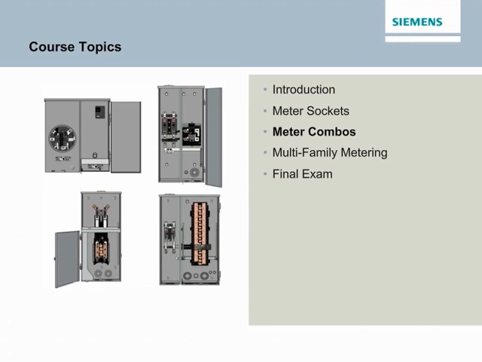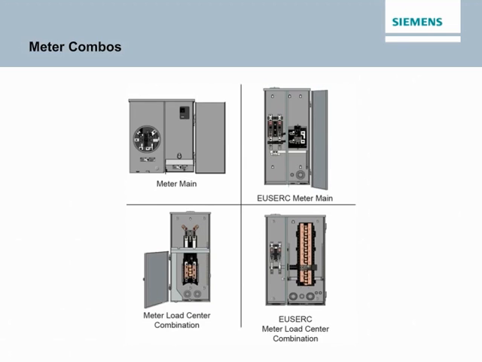Section 3 of the Basics of Meter Mounting Equipment covers Siemens meter combos. Siemens meter combos include two product families, meter mains and meter load center combinations. Each family is further divided into USERC approved and non-USERC products. All products are UL listed as suitable for use as service entrance equipment and have padlocking provisions. Continuous current ratings for all four categories of Siemens meter combos range from 100 to 400 amps, except for non-USERC meter load center combinations, which range from 125 to 400 amps.